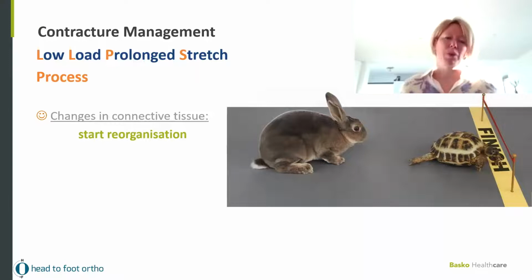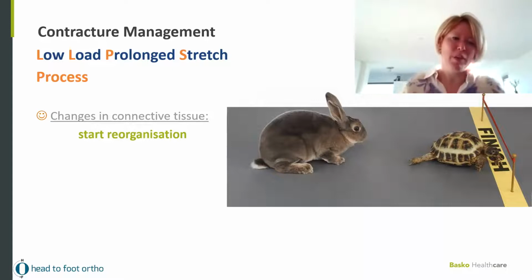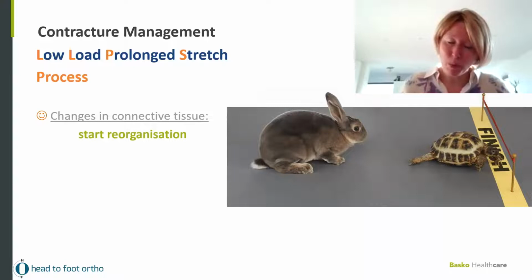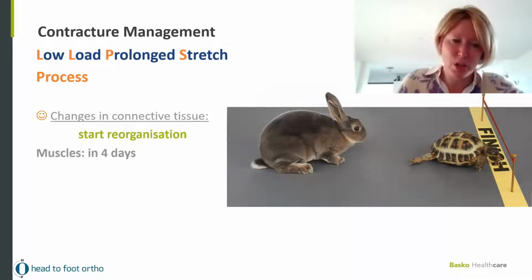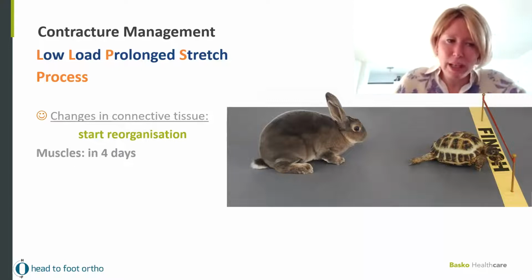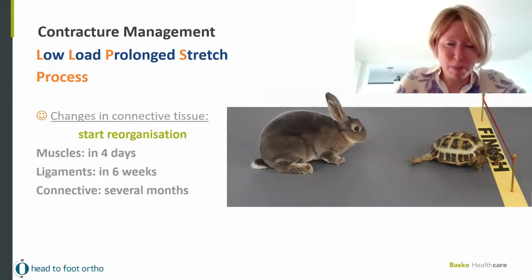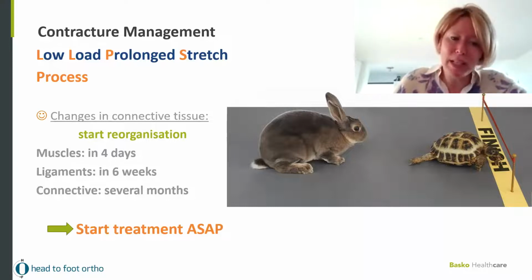So how does the process go if we do the LLPS treatment? Well, we see the changes in connective tissue. We said it before. We're going to apply force on the tissue and the reorganization will start. It will start real fast, in 4 days, in the muscle tissue. In the ligaments and connective tissue, it will take much longer: ligaments in 6 weeks, connective tissue up to several months. So that means that we need to start treatments as soon as possible.